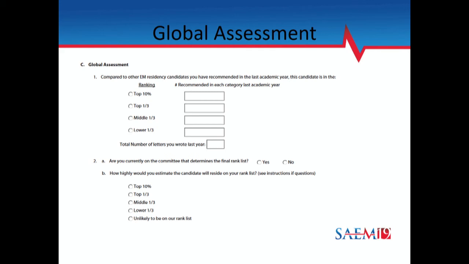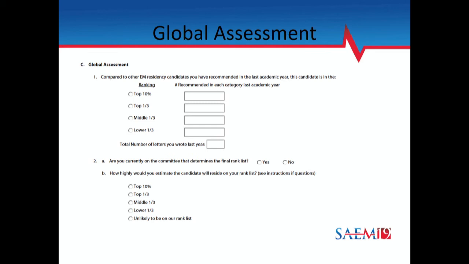Again, if you wrote 4 letters last year and you say this is the best student I've ever seen, well, it just tells me that they're the best of 5 students versus I did 200 letters last year. The last question asks, on the rank list, where would I put this applicant? Again, top 10%, top third, or throughout that.